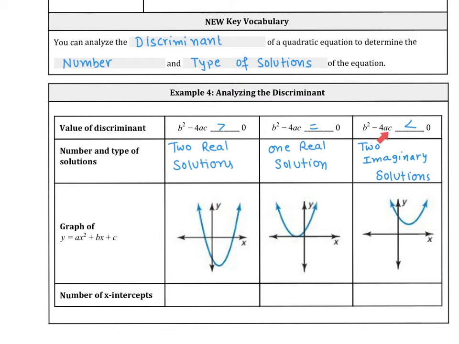If b squared minus 4ac is less than 0, it means you're not going to have any real solution. It means the graph is not going to cut the x-axis at any point. So in the first case, you're going to have two x-intercepts, meaning two x values or two roots. In this case, you're going to have one x-intercept, or one x value or root. In this case, it's not cutting the x-axis at any point, so you're not going to have any x-intercept or real root as your solution.